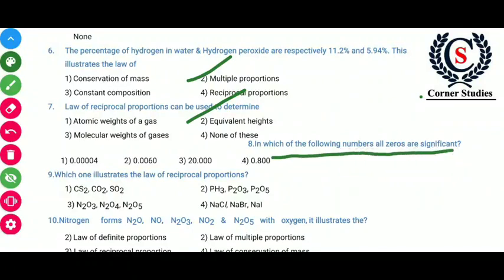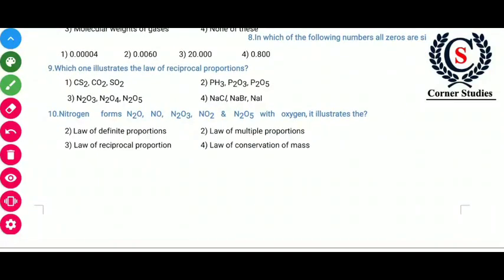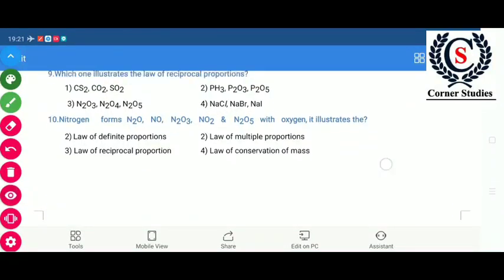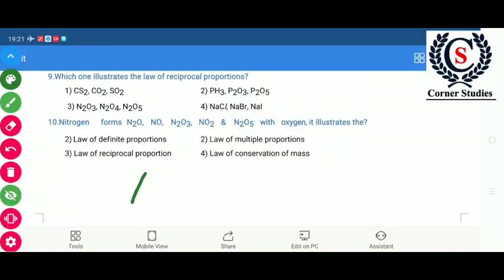In which of the following numbers are all zeros significant? 0.00004, 0.0060, 20.000, 0.800. Answer: 20.000. Next question. Which one illustrates the law of reciprocal proportions? See the options: CS2, CO2, SO2; PH3, P2O3, P2O5; N2O3, N2O4, N2O5; NaCl, NaBr, NaI. So what is the answer?